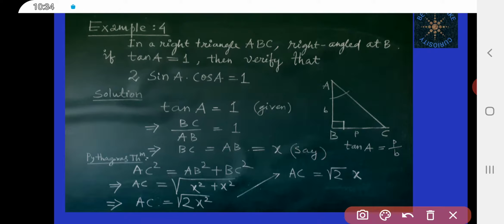Then you can write BC is equal to what? 1 into AB is equal to what? AB. So BC is equal to AB. Now you consider BC is equal to AB is equal to X, you say.